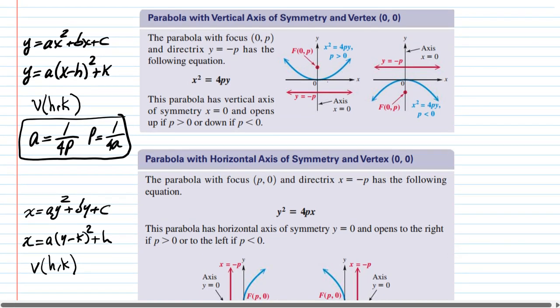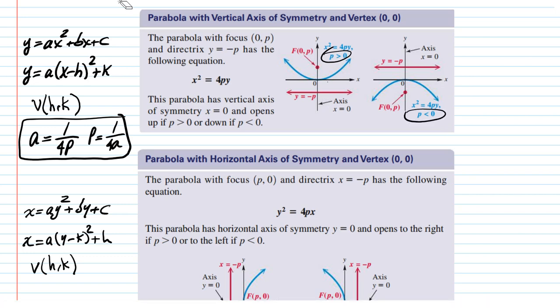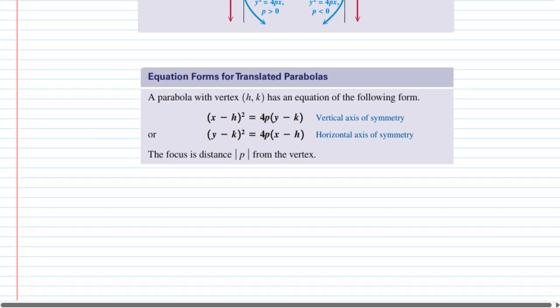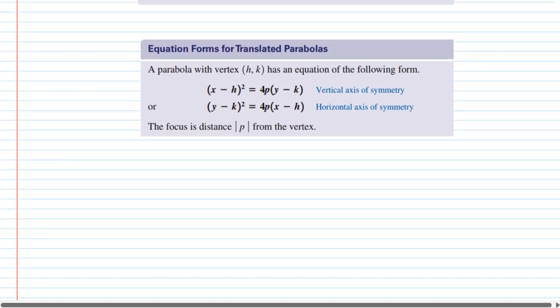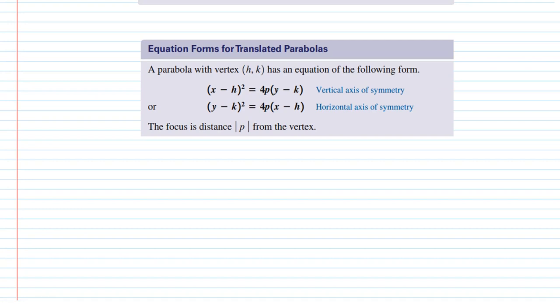And in the case of a vertical axis of symmetry, if P is positive, the parabola opens upward. P negative, the parabola opens downward. All right, and one last thing, and then I'll do some examples with you here. This is a more general directrix form.